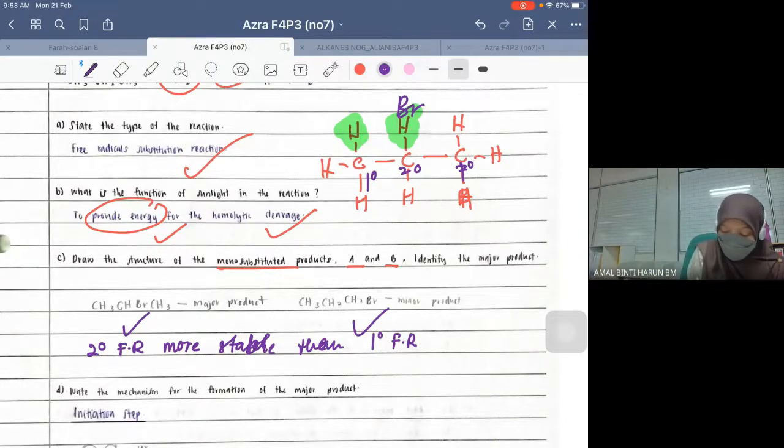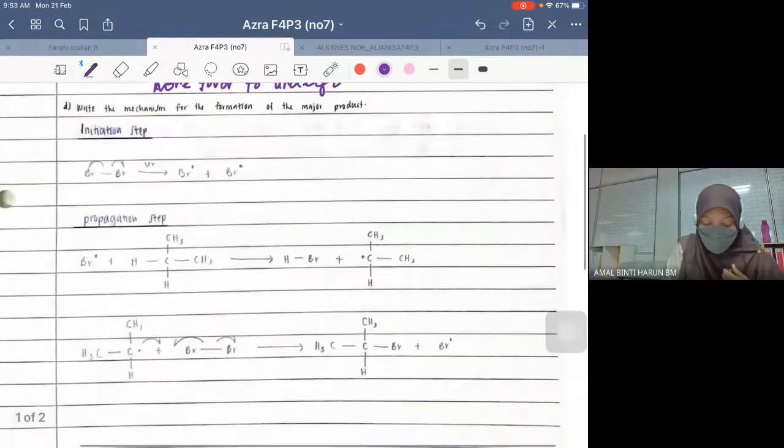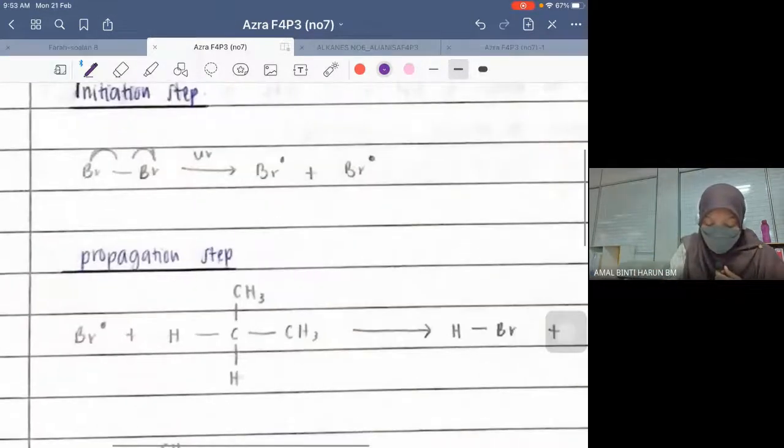Okay, more stable maksudnya more favorable to undergo reaction. Okay. Within 5 minutes, we will look into the mechanism. Okay, look at here.